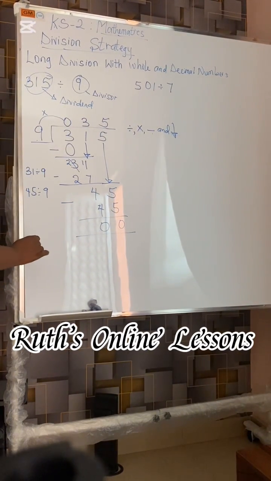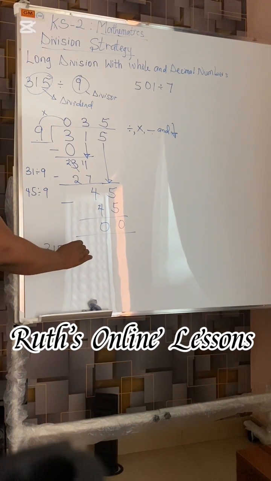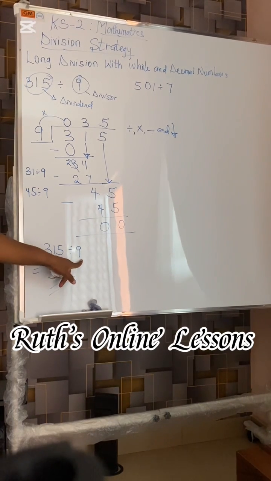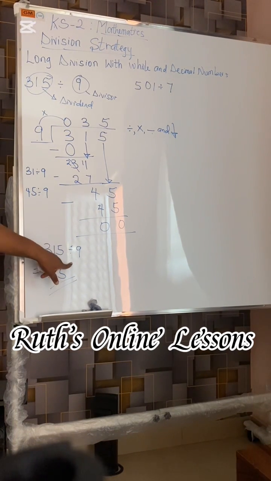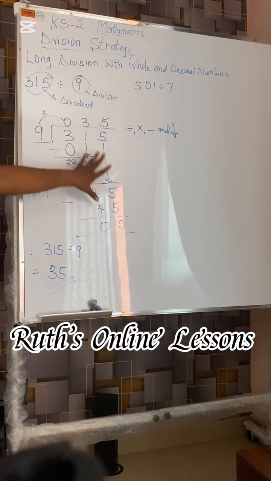What does this mean? This means that, or therefore, 315 divided by 9 is 35. What does this mean? It means that there is no remainder. That means 9 is a factor of 315. So 315 divided by 9 is 35. How do you know? Look at the steps.